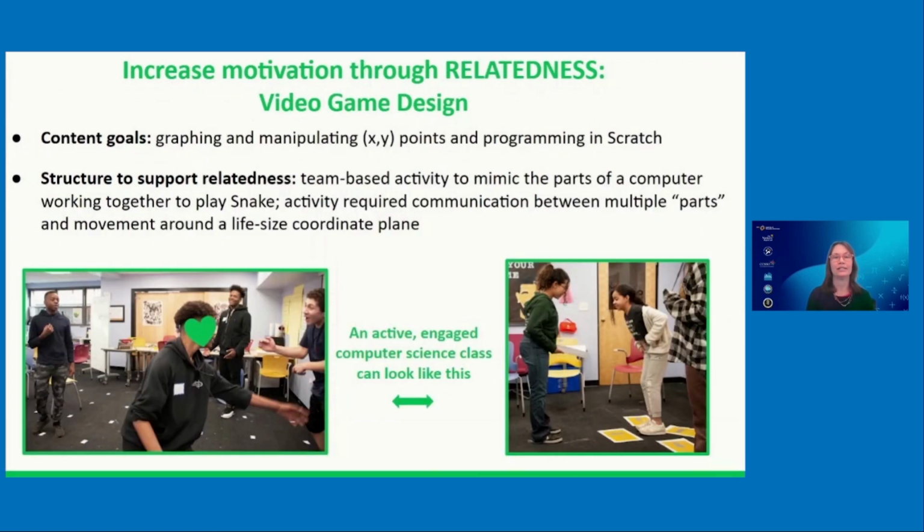The final example here is about increasing motivation through relatedness. Here, this context is a middle school workshop on video game design. Our content goals were graphing and manipulating XY points, a very mathematical topic, and programming in Scratch. The challenge here is that my students were met with a very rambunctious group of middle schoolers who absolutely did not want to sit down and learn to program.